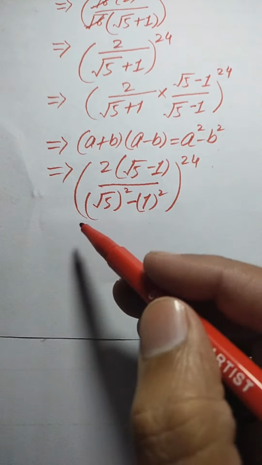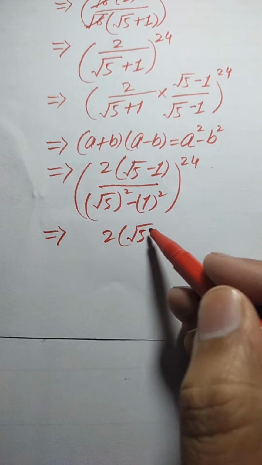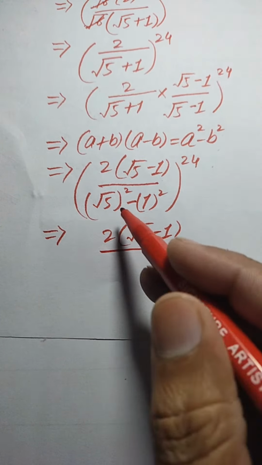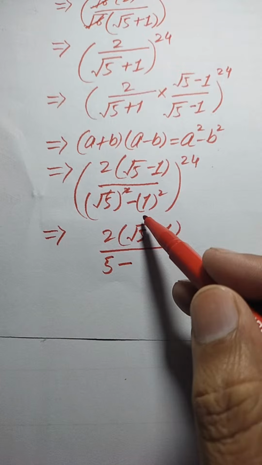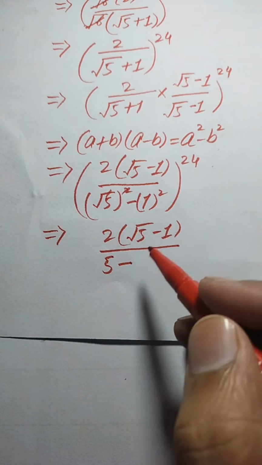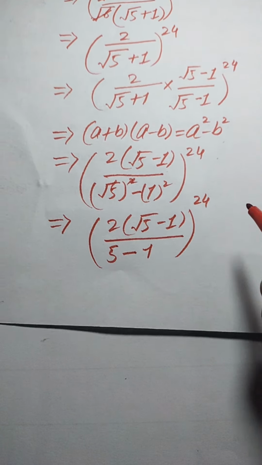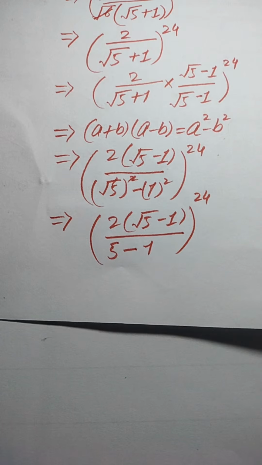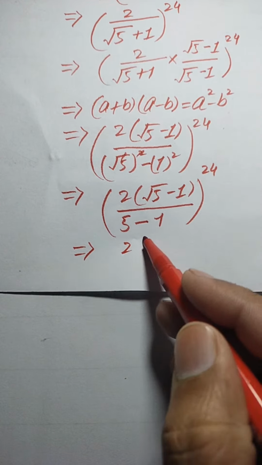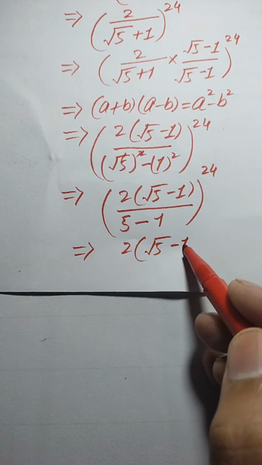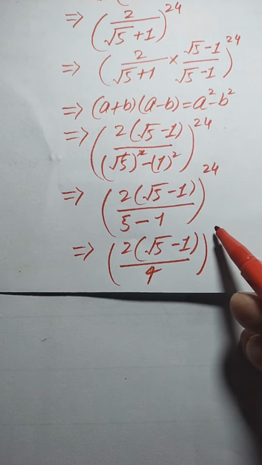And further in the next step we need more simplifications, and it will be written as 2 times the square root of 5 minus 1, divided by, here the square and the square root are gone, and we will get 5 minus the square of 1, which becomes 1, and its whole exponent is 24. And further we obtain 2 times the square root of 5 minus 1 divided by 5 minus 1, which becomes 4, and its whole exponent is 24.